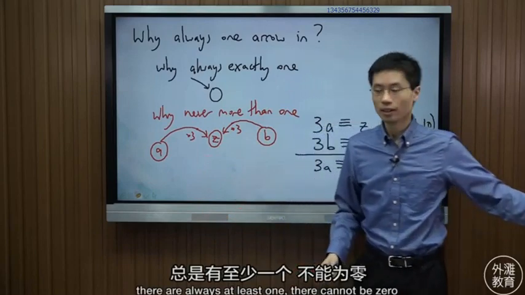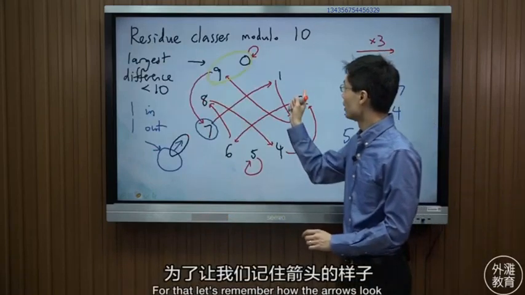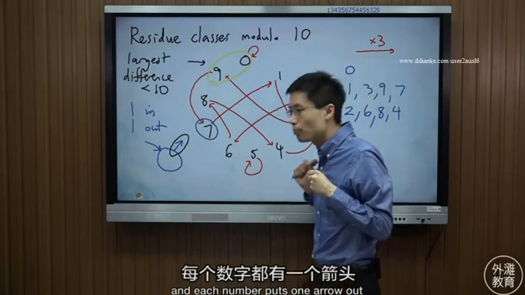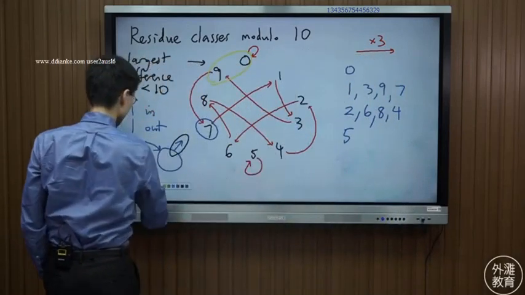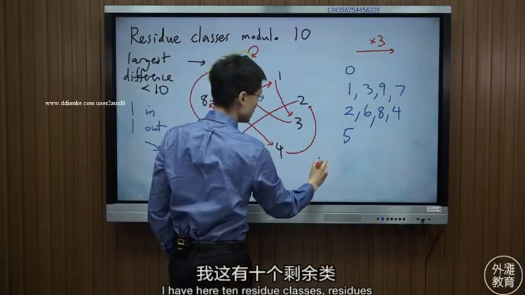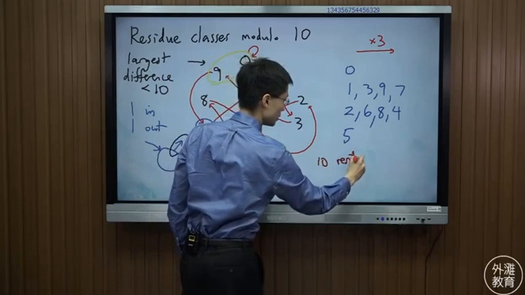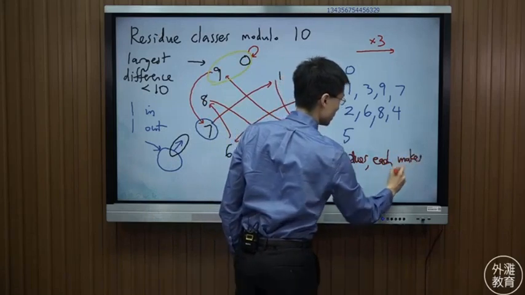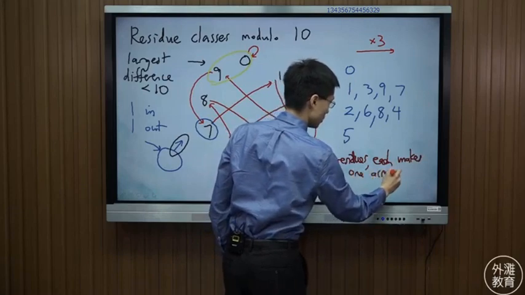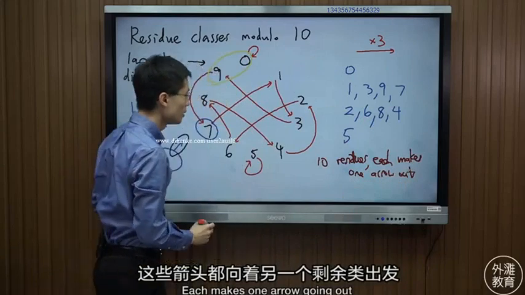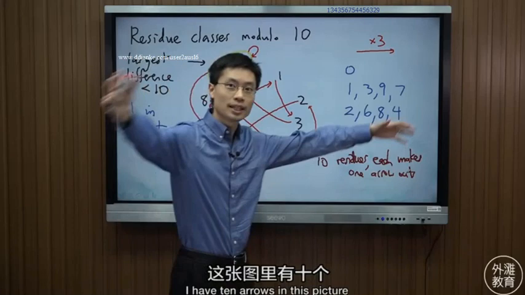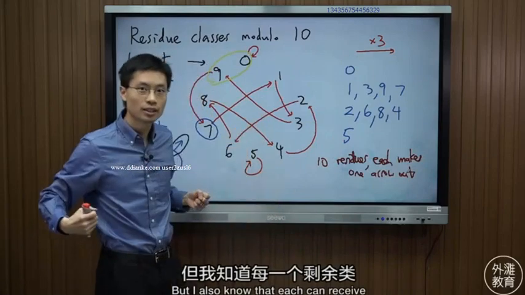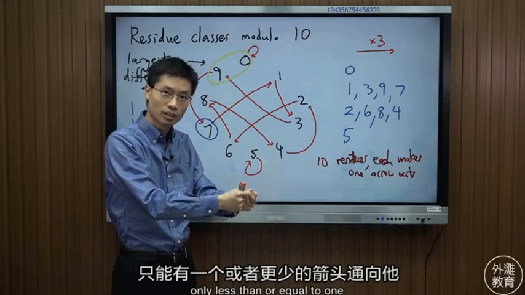There cannot be 0. For that, let's remember how the arrows look. I have here all of these arrows. I have 10 numbers, and each number puts 1 arrow out. I have here 10 residue classes, residues. Each makes 1 arrow going out. Okay, then how many arrows are there? I have 10 arrows in this picture. But I also know that each can receive only less than or equal to 1.